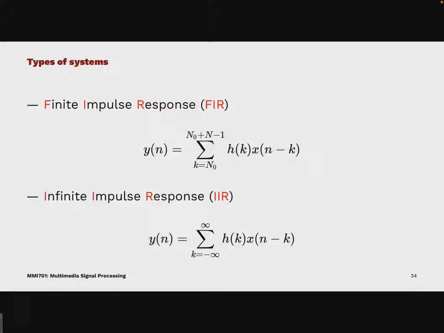That is, the impulse response has non-zero values only at a finite interval of lags. Whereas for an infinite impulse response system, the impulse response has an infinite time support, which means it has values for time indices from minus infinity to infinity.